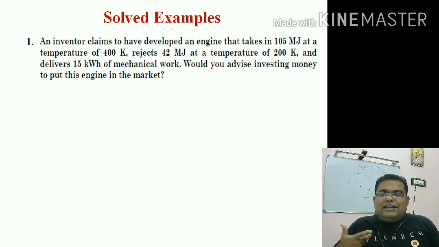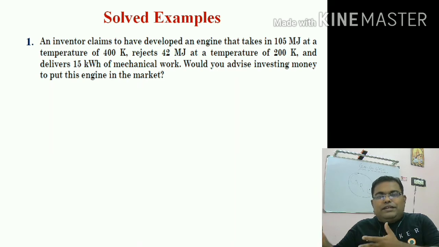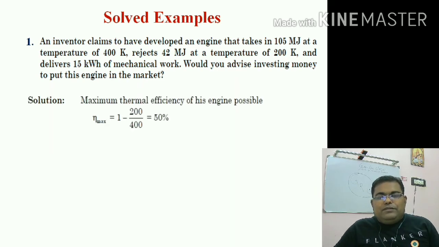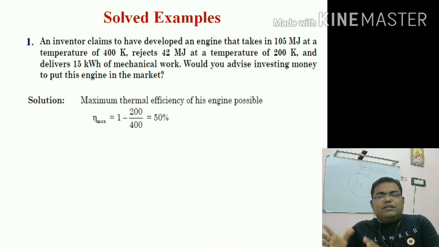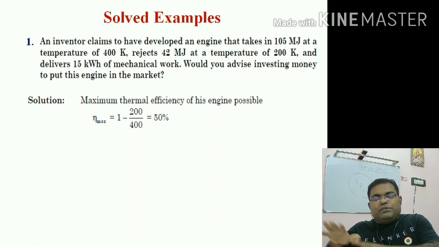So let's analyze that engine. When we are analyzing this claim, we have to analyze with the help of an ideal engine or reversible heat engine. So we can first find out the maximum possible efficiency, which is the efficiency of a reversible heat engine operating with the given source and sink. Efficiency max is equal to 1 minus T lower divided by T higher. The lower temperature is 200 and the highest temperature is 400. We get 50%. This is the maximum possible efficiency, if all the processes are reversible.